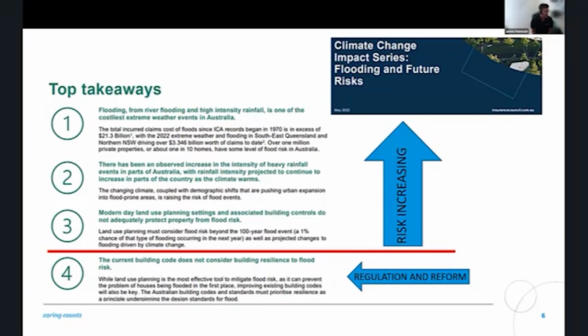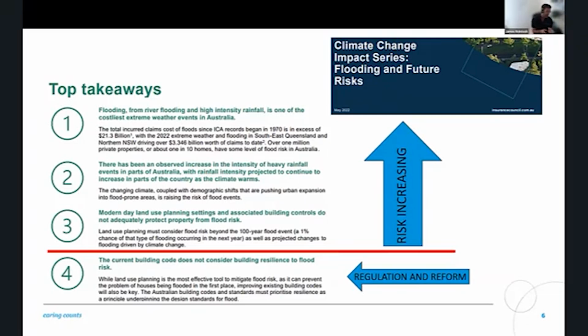You'll see there, number 1, flooding from river flooding and high intensity rainfall is one of the costliest extreme events in Australia. Number 2, there has been an observed increase in the intensity of heavy rainfall events in parts of Australia, with rainfall intensity projected to continue. Number 3, modern day land use planning settings and associated building controls do not adequately protect property from flood risk.